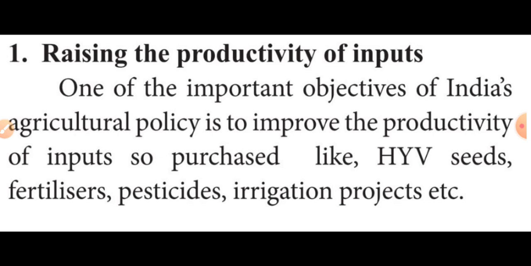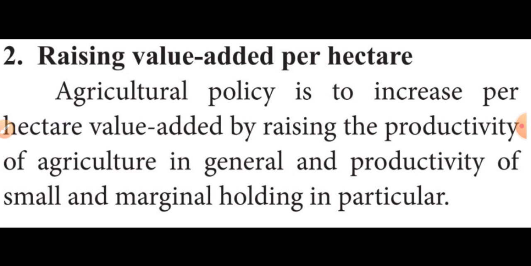Then the second one is raising value added per hectare. Indian agricultural policy makes more efforts to increase the production per hectare value added through small and marginal landholders. That means small and very small landholders.